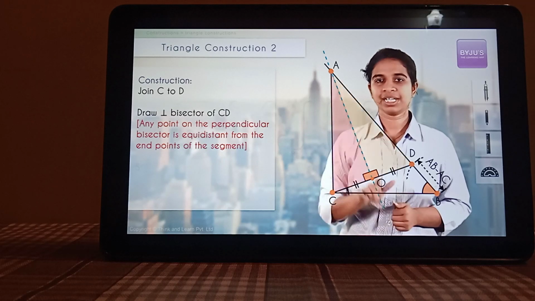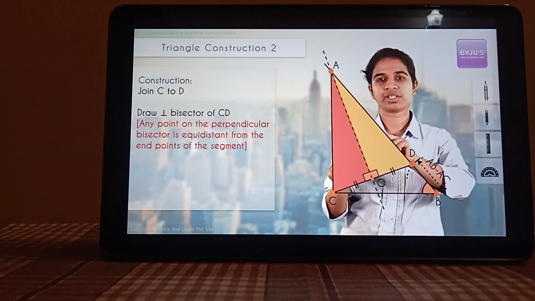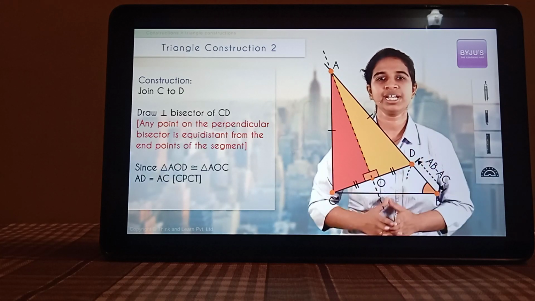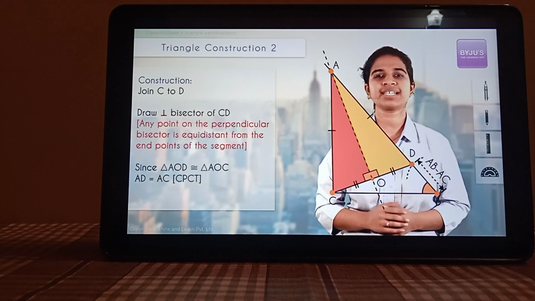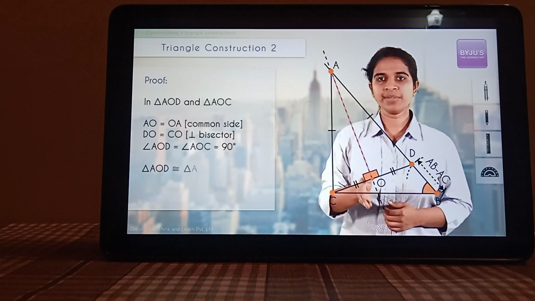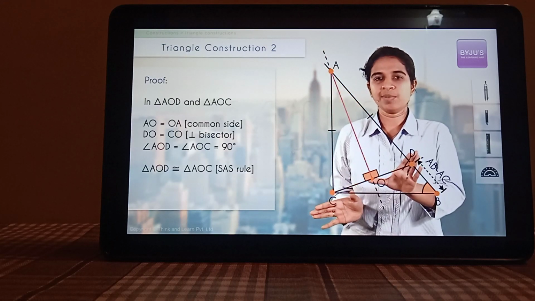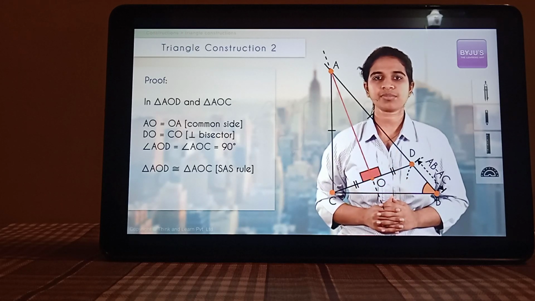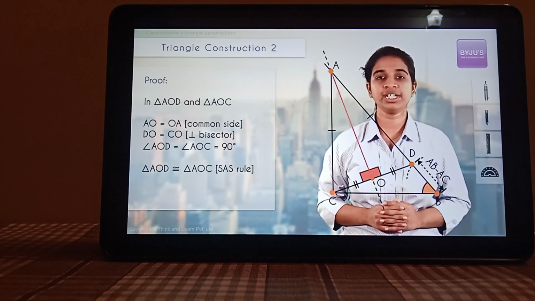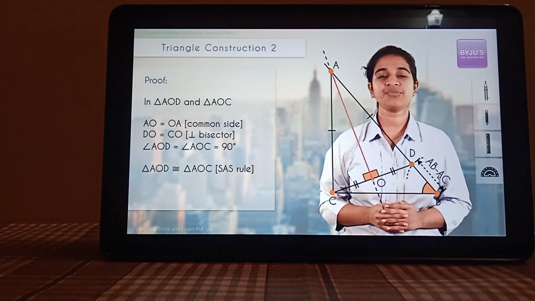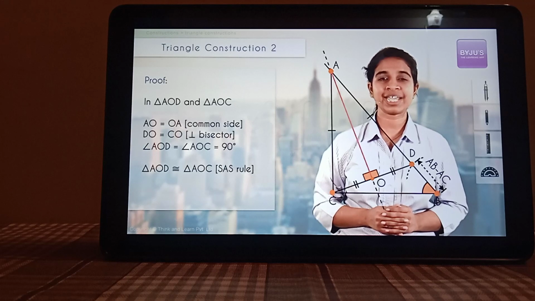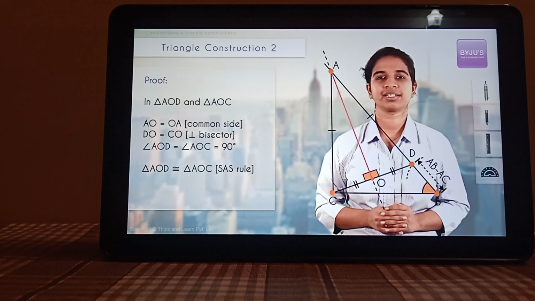Reason is simple. Again, these two triangles are congruent. That is why we get AD equal to AC. Same test again as the previous case, SAS test. Common side, these two are equal because of the perpendicular bisector, and these two angles are 90 degrees. That's how you'll draw it if you know the difference between the two sides, if AB minus AC is given to you. In this case, AB was greater than AC.